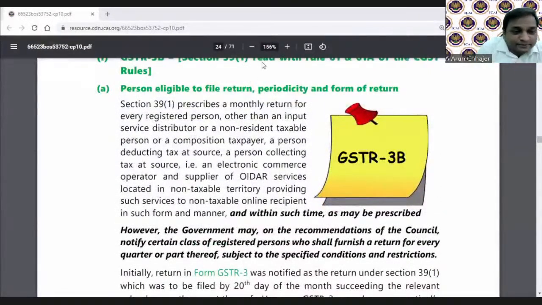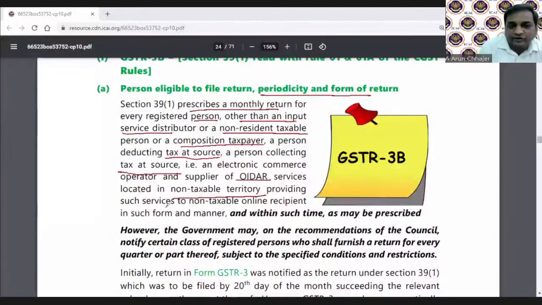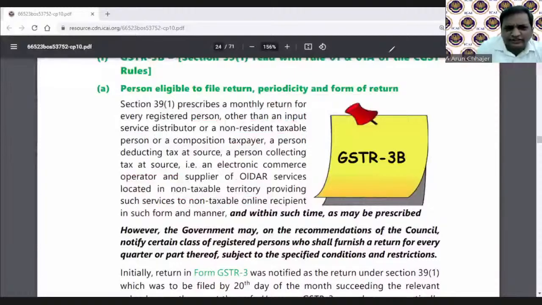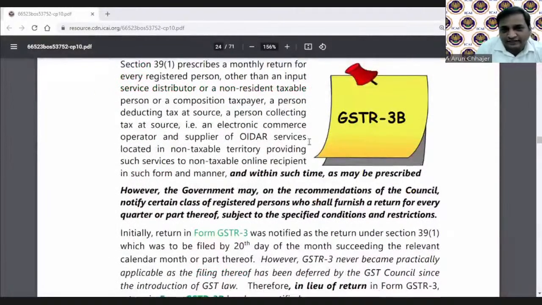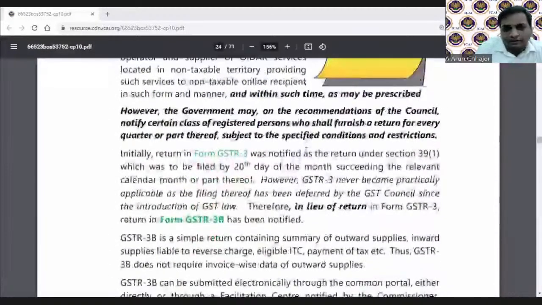A person eligible to file the return, periodicity and form of the return: a monthly return is prescribed for every registered person, but other than an ISD, non-resident taxable person, composition person, a person deducting tax at source, a person collecting tax at source, and OIDAR located in the non-taxable territory providing service to a non-taxable online recipient, and within such time and such period as may be prescribed. Theoretically, 3B is not applicable to whom? ISD, NRTP, composition, TDS, TCS, OIDAR.